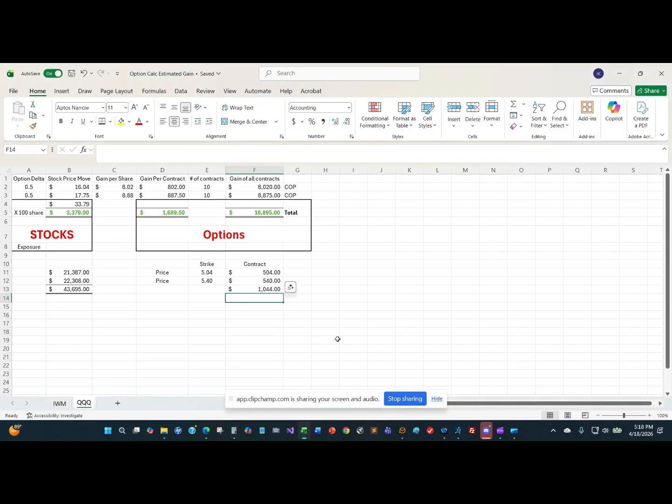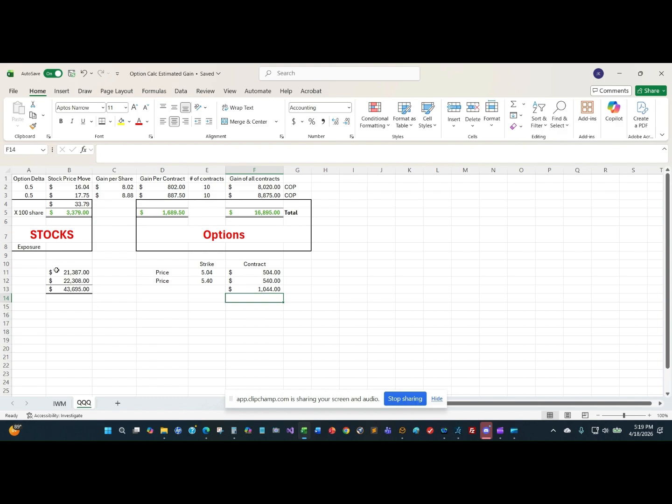All right, I know this is kind of busy, just bear with me. I took a spreadsheet I had and modified it a little bit. Let's look at the stocks first. This was the stock movement right here, the $16.04 and the $17.75, right? Together it gives you $33.79, and if you multiply that by 100, you would make $3,379. Not a bad day, right?